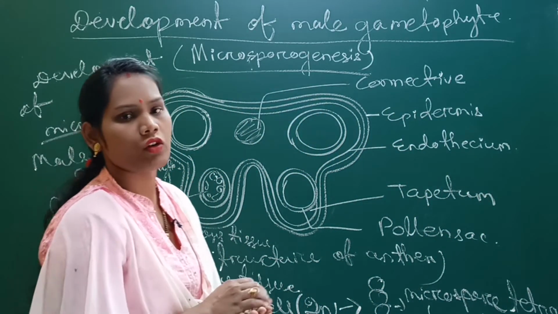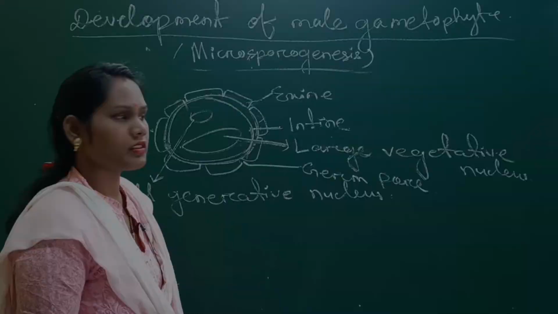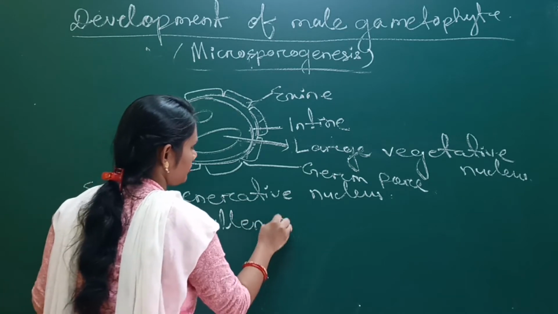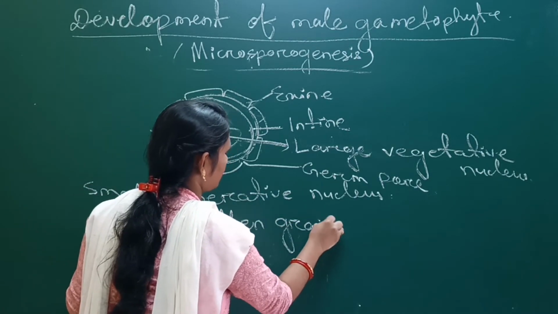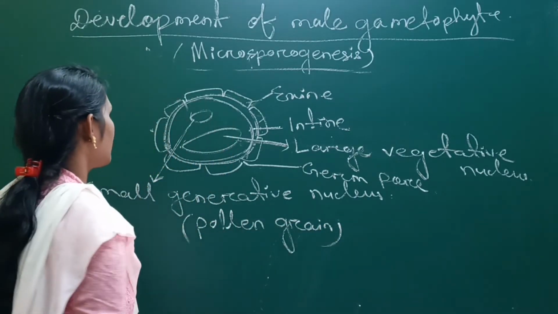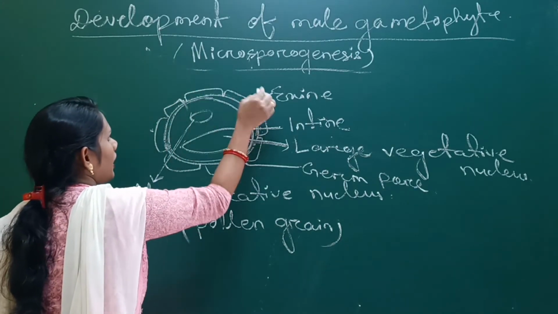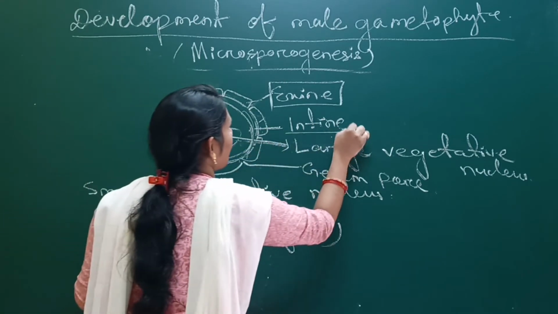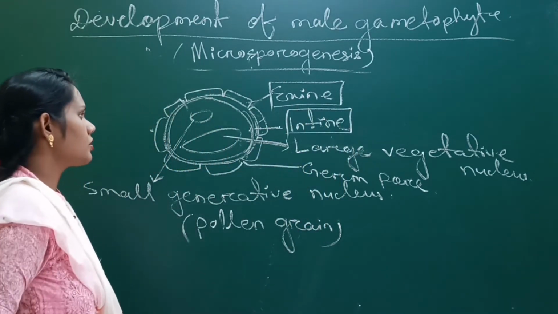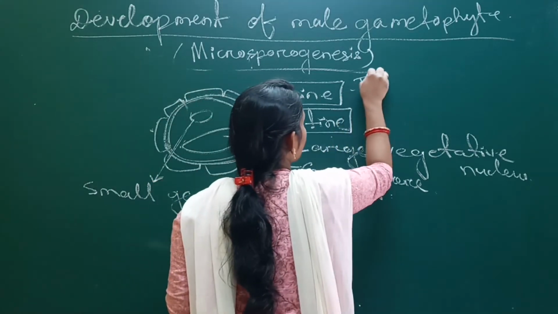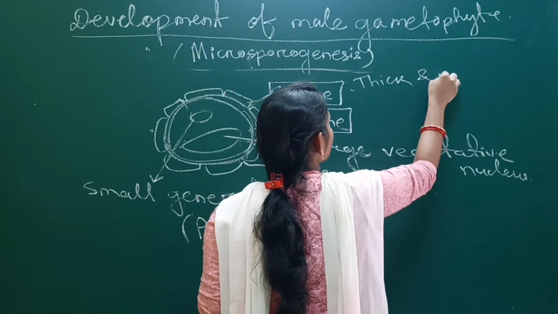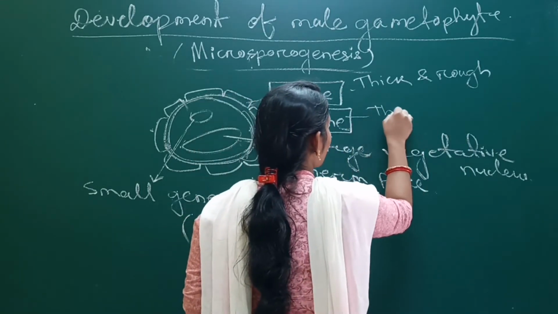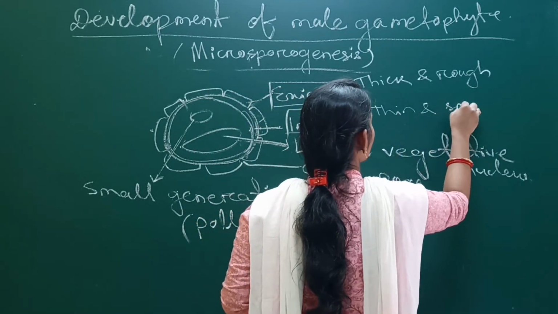So let's learn about the structure of a pollen grain. This is the structure of a pollen grain. The pollen grain has 2 layers. The outer layer is called the exine layer and the inner layer is called the intine layer. The exine layer is thick and rough, and the inner intine layer is thin and smooth.